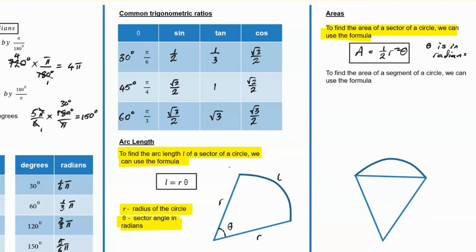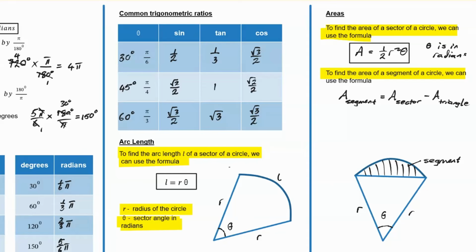Next up is the area of a segment of a circle. When we talk of the segment of a circle, consider this sector with radius r and the angle subtended at the center being theta, and this shaded region is what we call the segment of the circle. To find that area, the area of the segment is equal to the area of the whole sector, from which we subtract the area of the triangle, and that will leave us with the area of the segment.